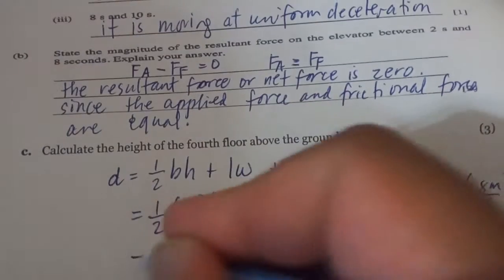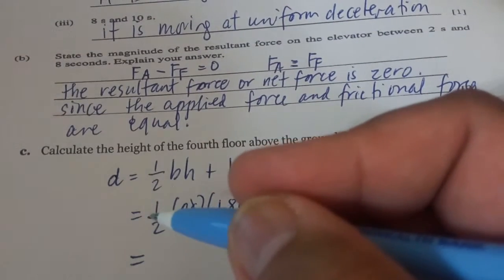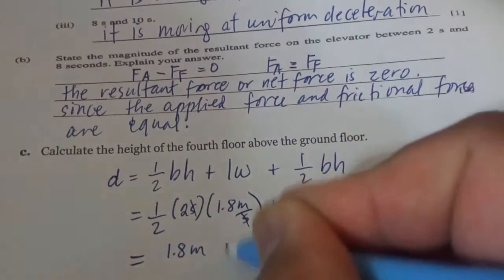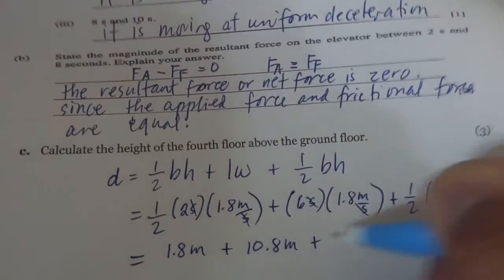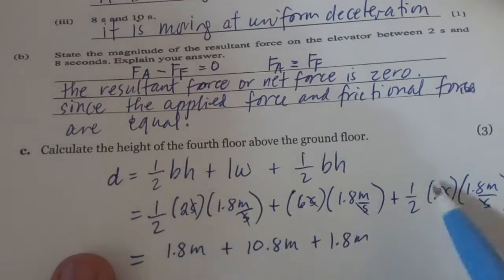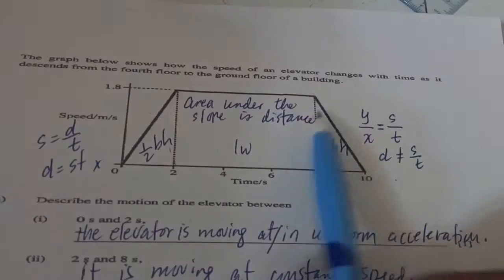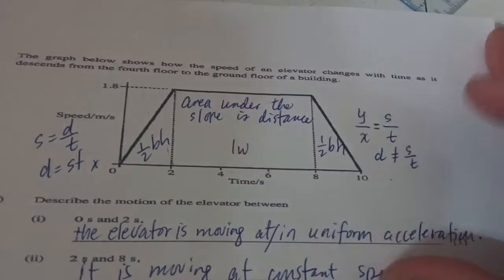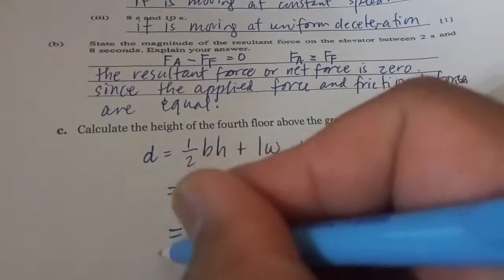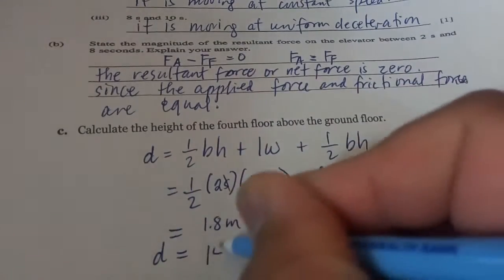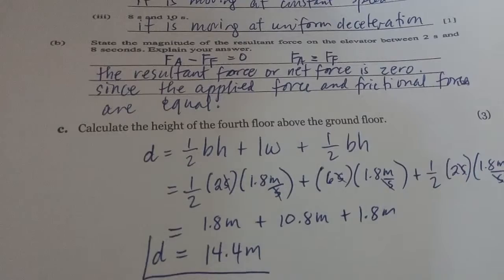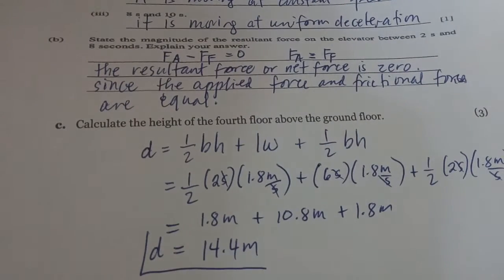When you do the calculations, it will give you an answer which is 1.8 meters plus 10.8 meters plus 1.8 meters. By the way, we're going to disregard the signs in here. Remember that this one is decelerating, but speed is scalar, so the direction is disregarded. This would be 14.4 meters. So the height of the 4th floor above the ground floor is 14.4 meters.